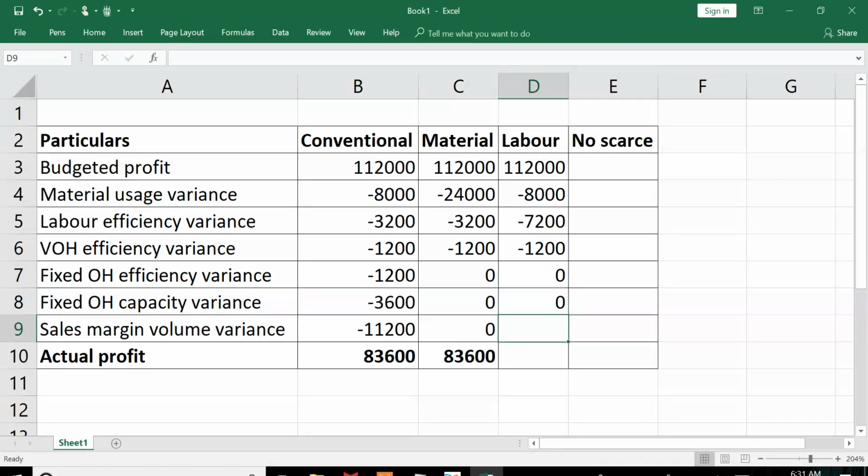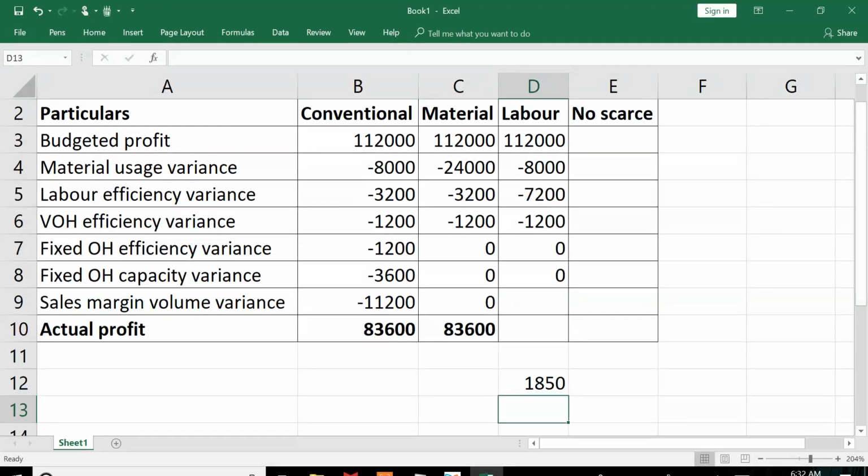Now when it comes to sales margin, listen. How many actual labor hours we have utilized? 14,800 divided by 8. We could have produced 1,850 units. We have produced only 1,800. Balance labor which is there, I did not even utilize. The reason for that could be the demand is not there in the market. Because if demand was there, I would have gone ahead and produced it. After producing, I would have sold it.